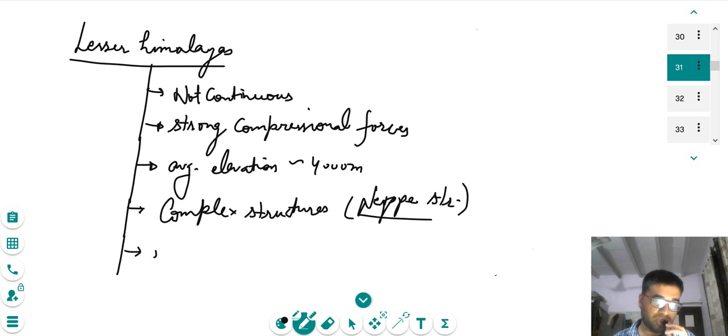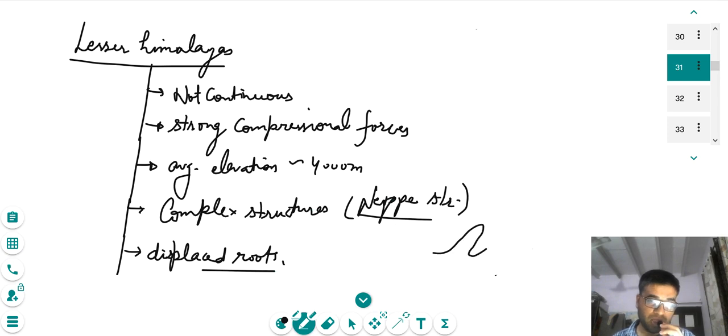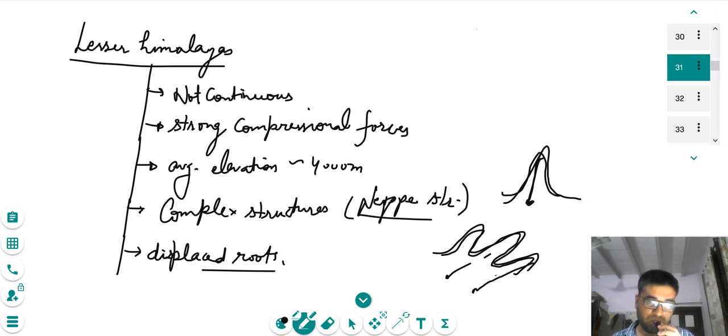The Lesser Himalayas have displaced roots. Now, what is this displaced root? For example, if there is a straight mountain, there will be a root below this mountain. In the case of the Lesser Himalayas, they are deformed because of strong compressional forces, so their roots have also been displaced.